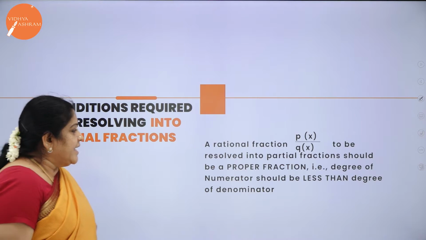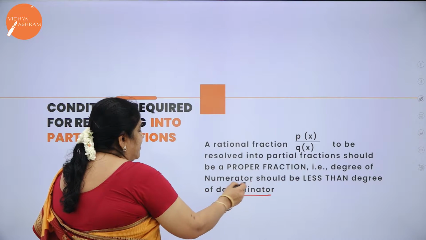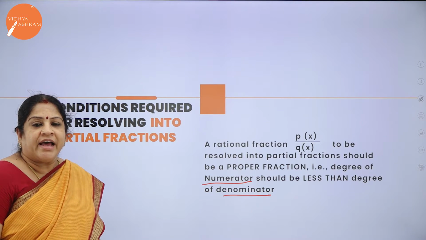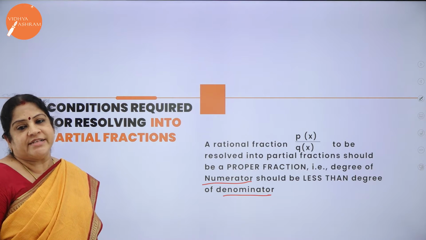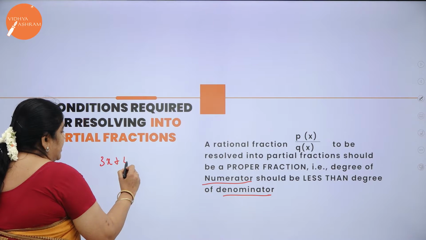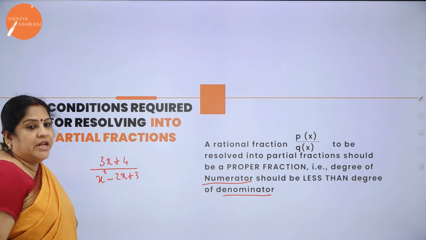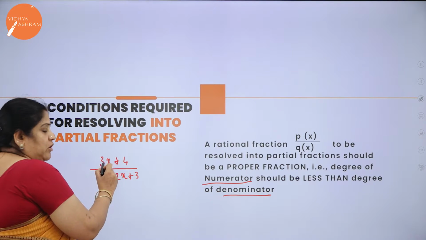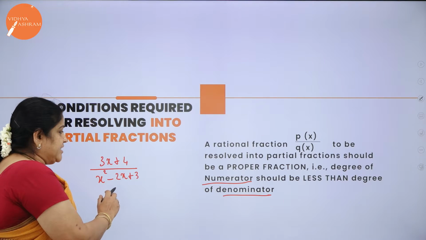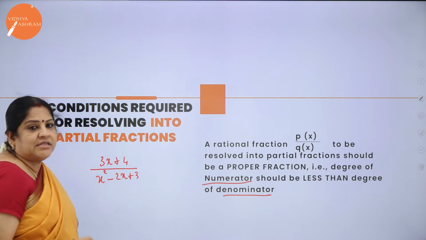Once the rational fraction is given, what is the first condition you should look for? The condition is the degree of the numerator should be less than the degree of the denominator. Now, what is meant by degree? Degree means the highest power of x. Suppose I say 3x plus 4 divided by x square minus 2x plus 3. Here, what is the power of x in the numerator? It is 1. Highest power of x in the denominator is 2. So, the degree of the numerator is 1 and the degree of the denominator is 2.